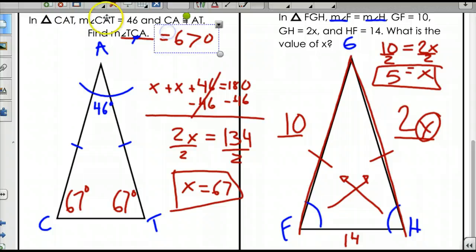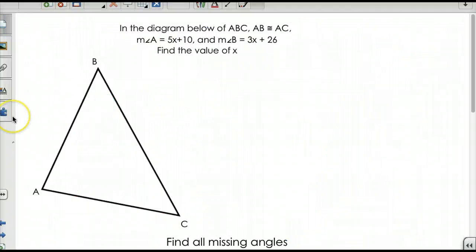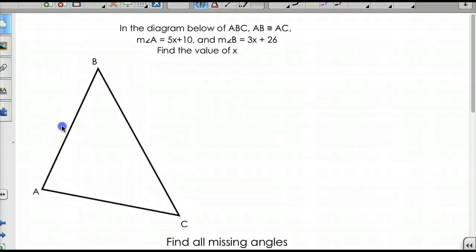Okay, next problems. Okay, let's try this problem. In the diagram below of triangle ABC, we know AB is congruent to AC. So let's mark those. AB is congruent to AC. We know angle A is 5x plus 10.